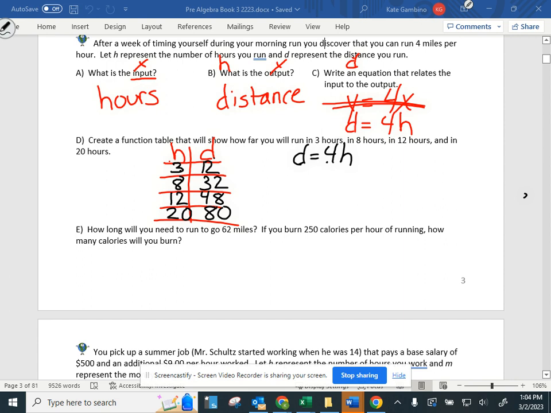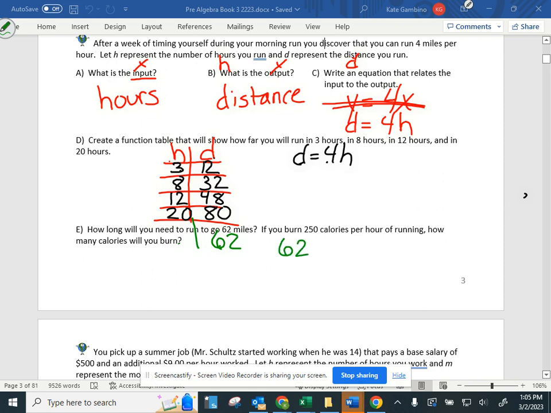So now we're going to look at that table and we're going to answer another question. How long will you need to run to go 62 miles? So now they're saying our output is 62. Our distance is 62. So what's my input going to be? How many hours is that? How do I figure that out, Emmeline? How do you do 62 divided by 4?